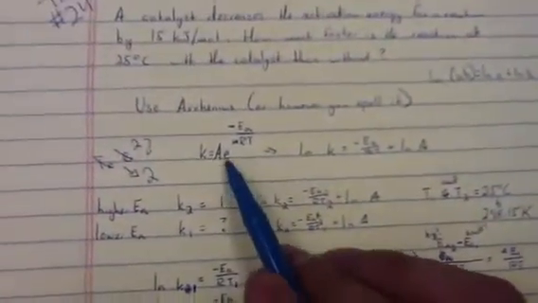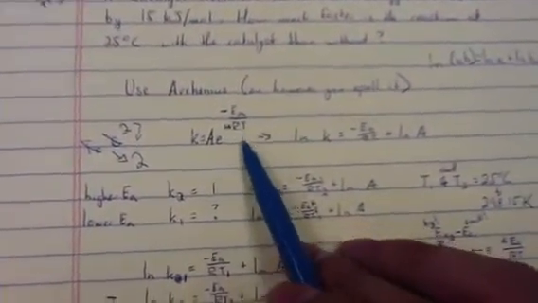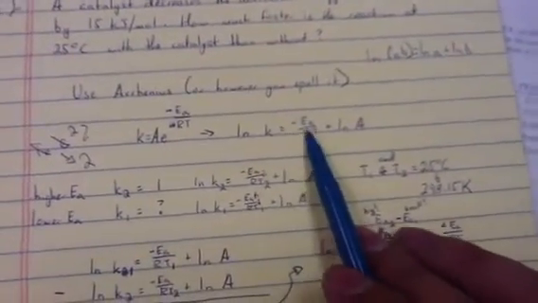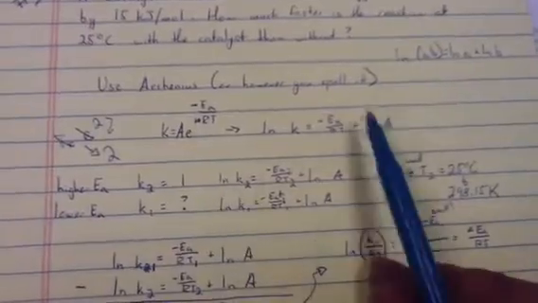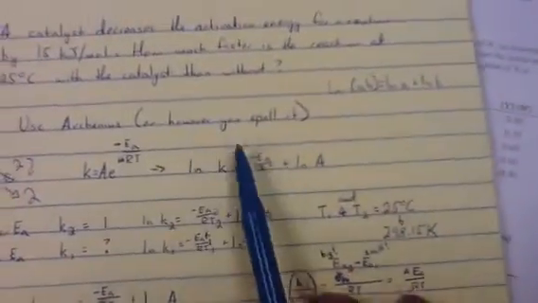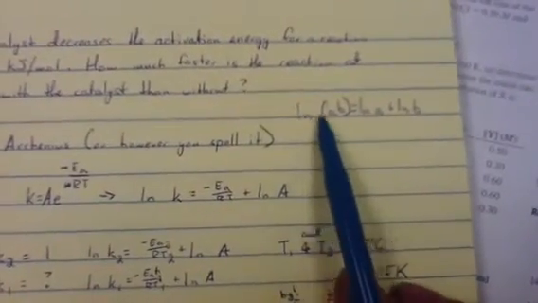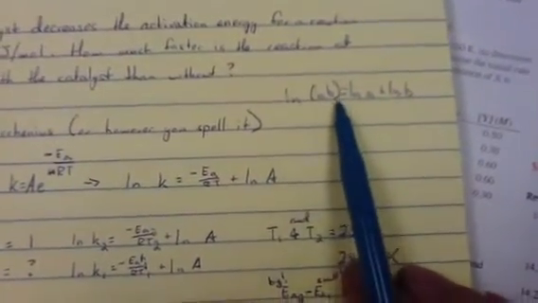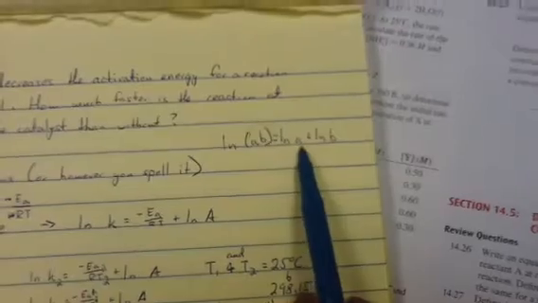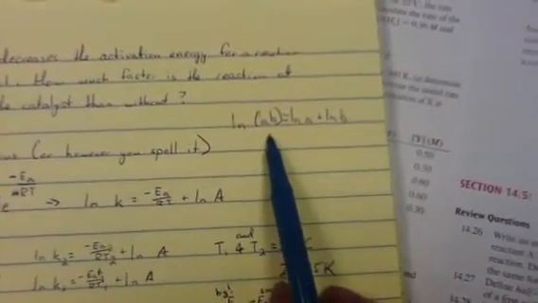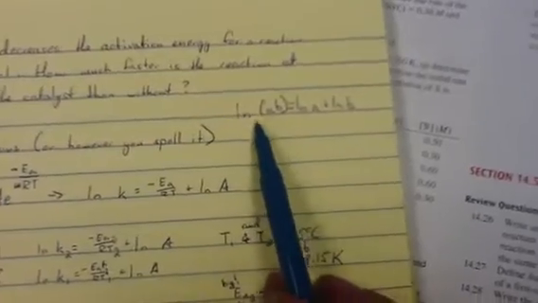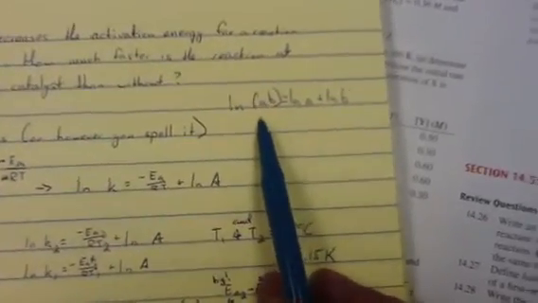Likewise, if I do ln of e to the negative Ea over RT, I'm going to end up with just negative Ea over RT. We bring that down and take away our natural log and take away e. The other thing I need is one of the logarithmic rules: ln of A times B is equivalent to ln of A plus ln of B. We're not saying ln of A times ln of B, we're saying ln of A times B. That's a very, very important distinction.